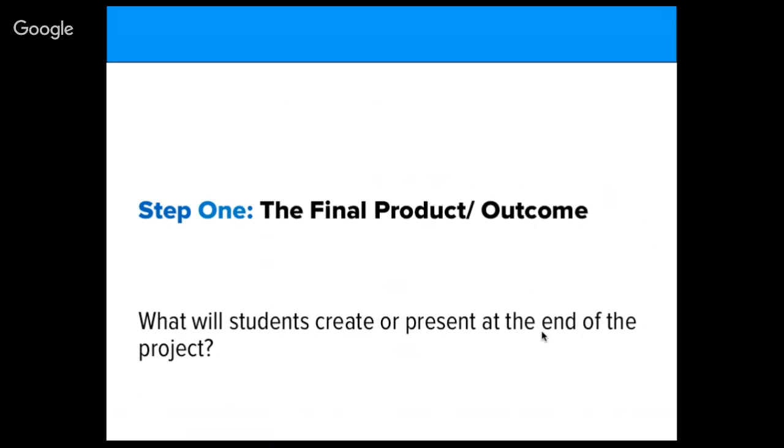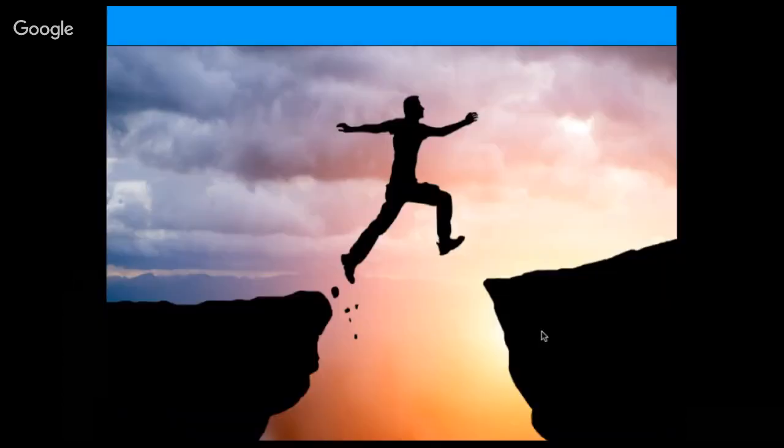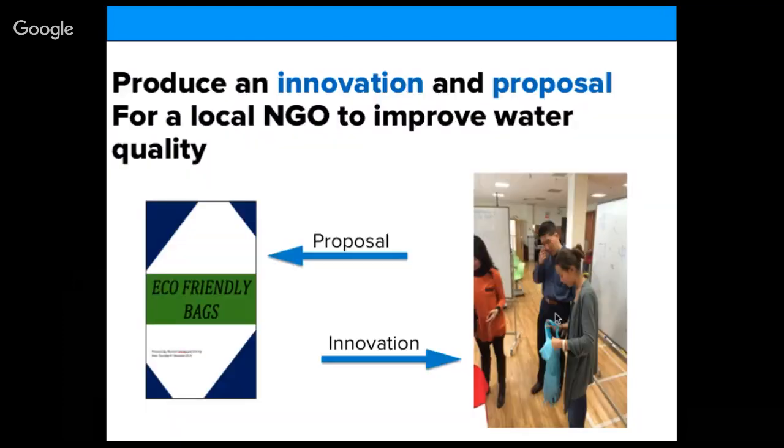Now, coming up with this particular outcome is hard to do on your own in isolation. This is a good opportunity to reach out to experts, reach out to people outside of your school, and find out what people are doing in the real world around your topic. And that will help you come up with what you want students to produce. Start with the end in mind. As we know, in any good planning, you start with the end in mind and then work backwards from there. So in this particular case, our outcome that we are hoping students will reach, which was right here on the other side of that cliff, was to produce an innovation and a proposal for a local NGO to improve water quality.